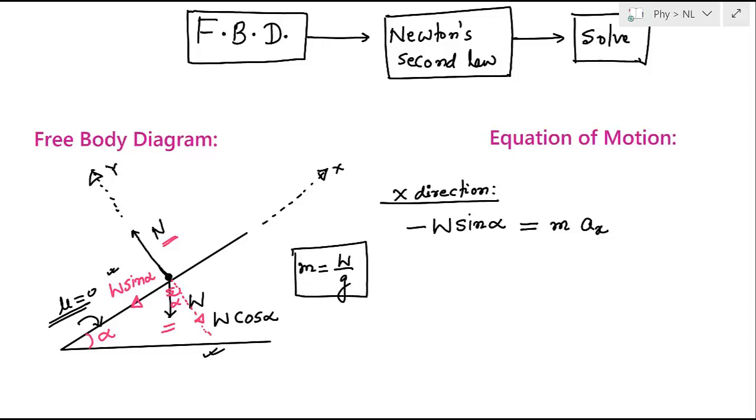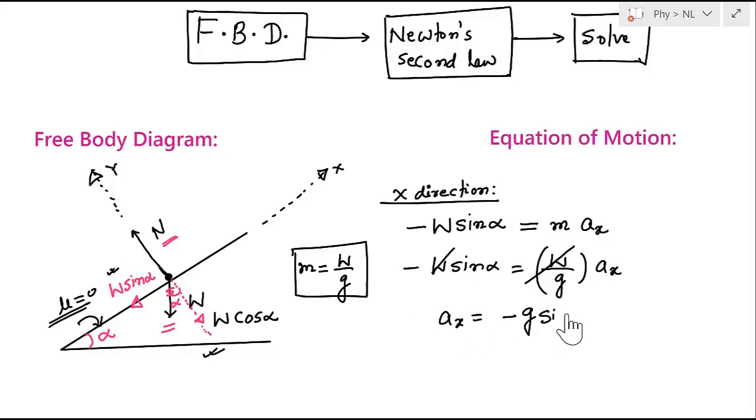So let us plug this in. We can write minus W sin alpha is equal to mass times acceleration, and mass we know is nothing but W by g, so we plug that in along with ax. From here, this W cancels, so I can write ax is equal to minus g sin alpha. So this toboggan has an acceleration in the negative x direction, and the magnitude is g sin alpha.